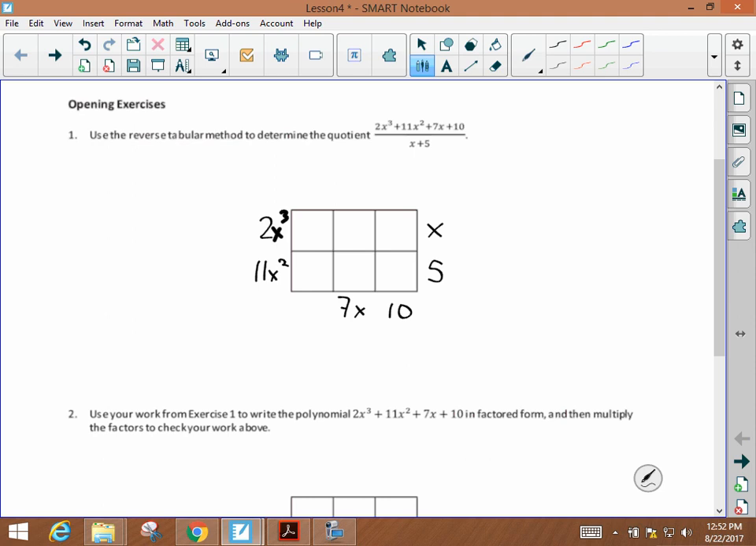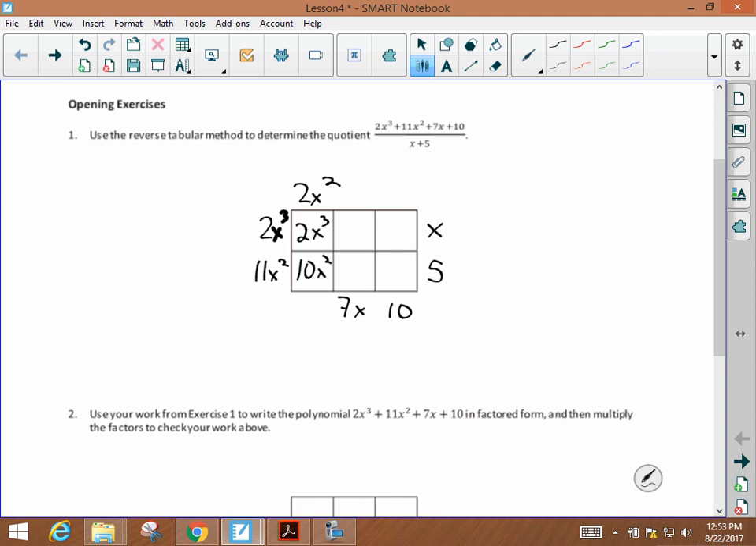We need to fill in the top number. So let's do that. So first thing, 2x cubed is going to go there. That's always your giveaway. Next, I need to figure out what do I multiply times x to get 2x cubed? That's going to be 2x squared. 2x squared times 5 is 10x squared.